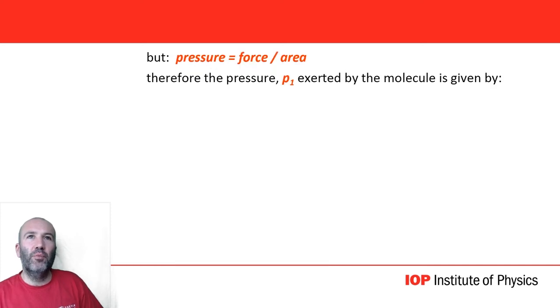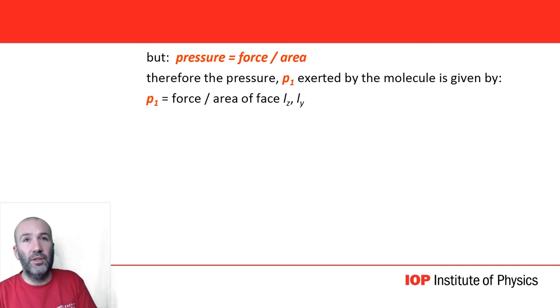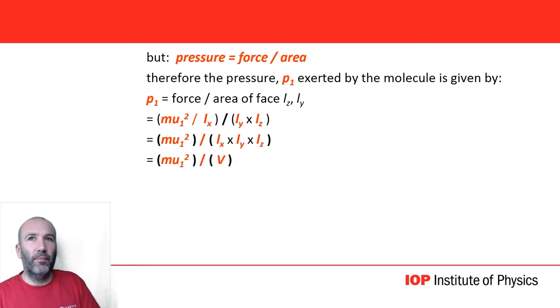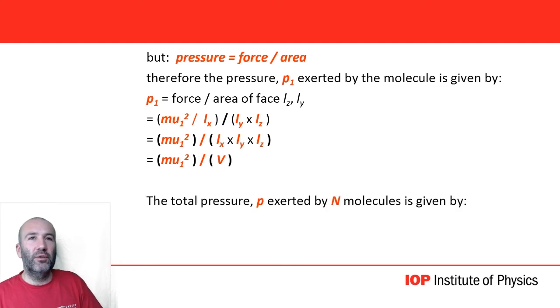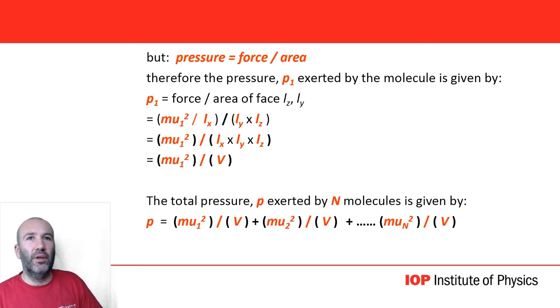And I also know that pressure is force over area. So the pressure exerted by each individual molecule is going to be the force over the area of the face. For our x face here, that's going to be Lz multiplied by Ly to give me the area over which that force acts. So substituting this in and working it through, I end up with an expression for the total pressure exerted by a number of n molecules, given like this.